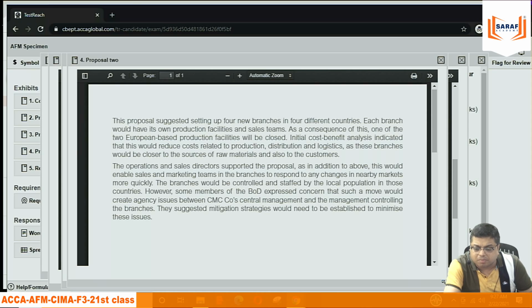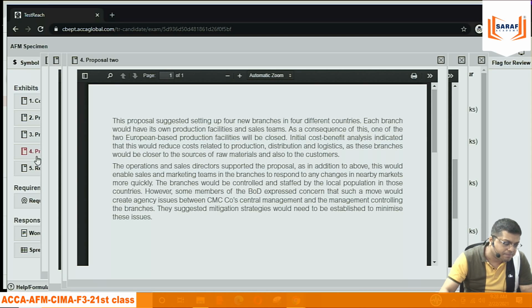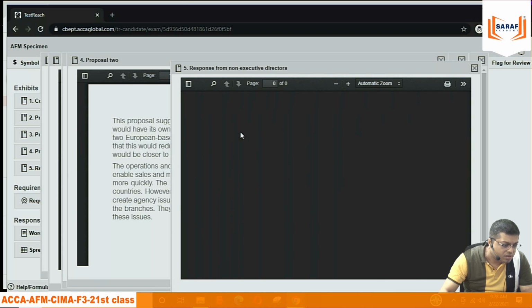However, some members of the BOD expressed a concern that such a move would create agency issues between CNC company's central management and the management controlling the branches. They suggested mitigation strategies would need to be established to minimize these issues. Okay, this is the story. Then the last one.